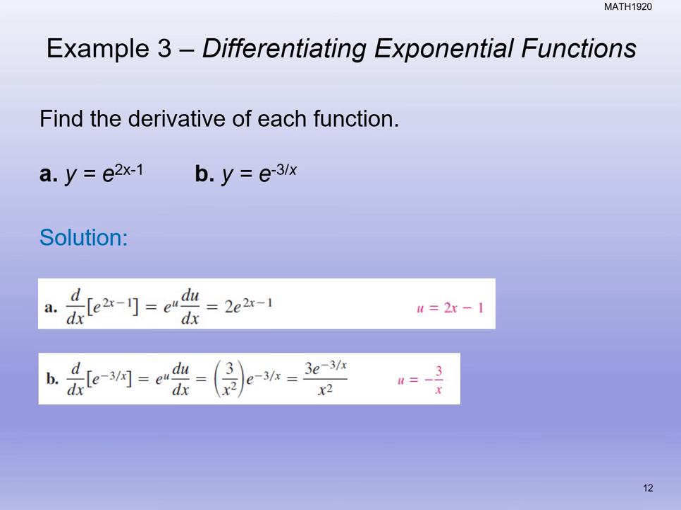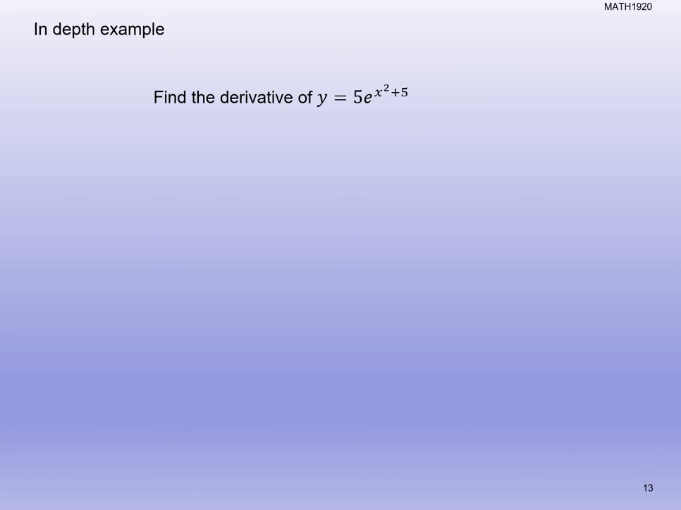So make sure that you choose u, if we have to use that u substitution, to be whatever the exponent is. Okay, so you're going to get e to whatever that exponent is times the derivative of the exponent. In this case, the derivative of the exponent is 3 over x squared. All right, so you'll see that. So let's break one down a little bit more here.